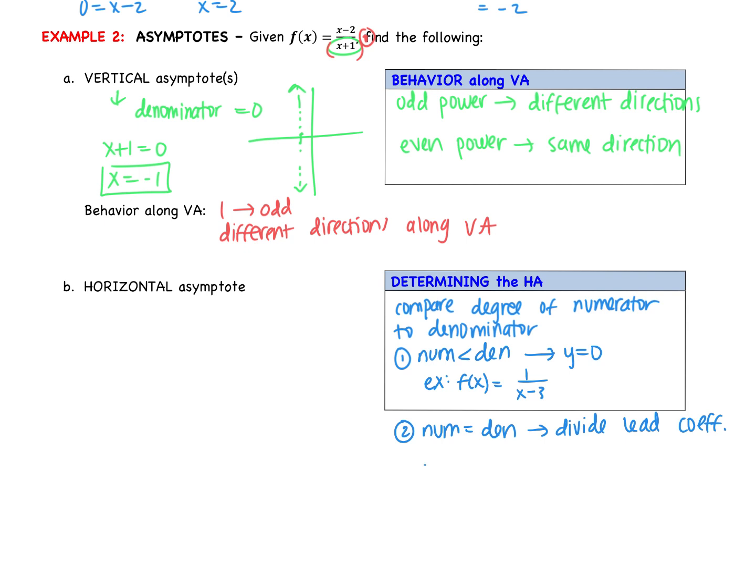So an example would be the one that we are looking at. f of x is equal to (x minus 2) over (x plus 1). In this case, our degrees are the same. We have x to the first, x to the first. So what we do then is we divide the numbers out in front. So we have 1 over 1, which gives us y equals 1. So that is our horizontal asymptote.